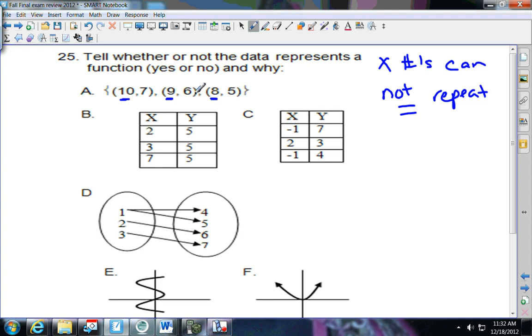This one, yes, it is a function. Letter B, the X numbers right here. Do any of those repeat? Yep, those Y's don't matter, so yes, this is a function.